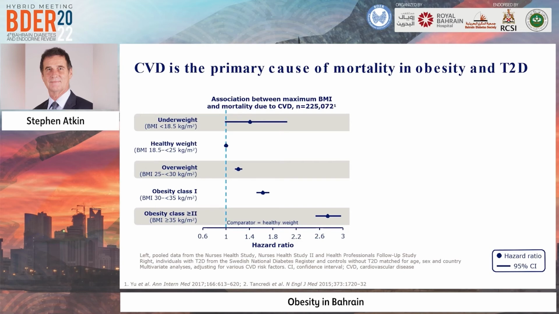And what you can see is that if you're healthy weight, body mass index 18.5 to less than 25, then you are on that line of 1. But as soon as you become overweight, then you can see there's an increase in cardiovascular death, a marked increase in obesity class 1, and even further so in obesity class 2.